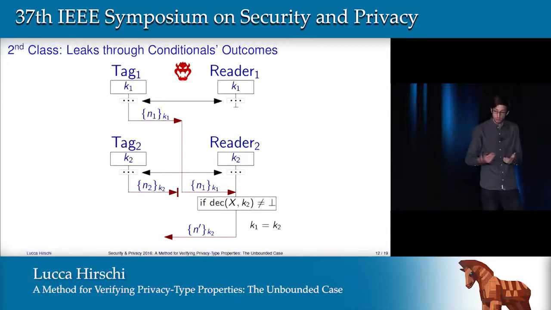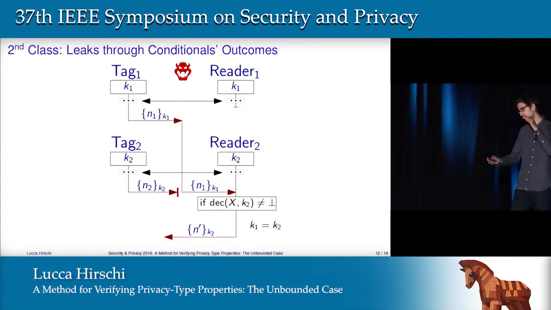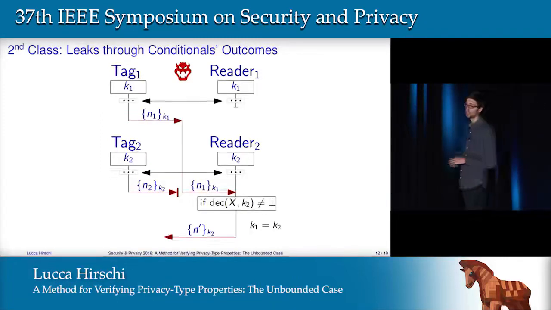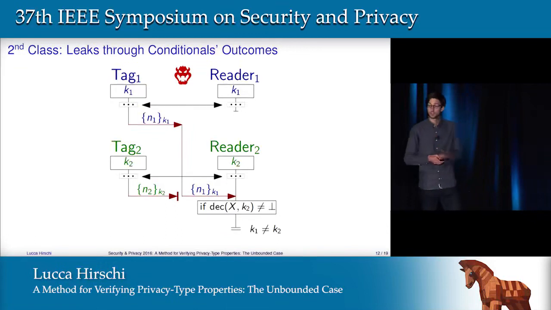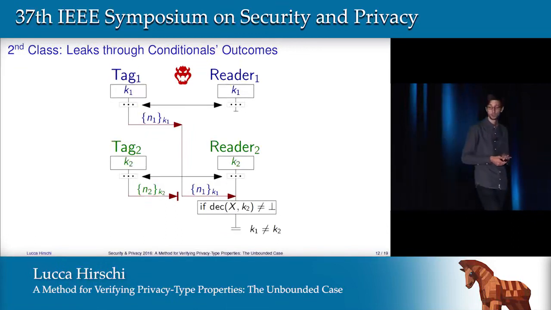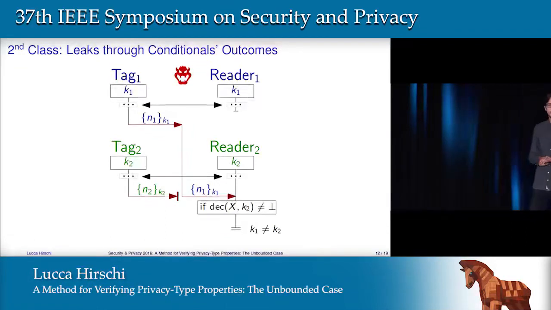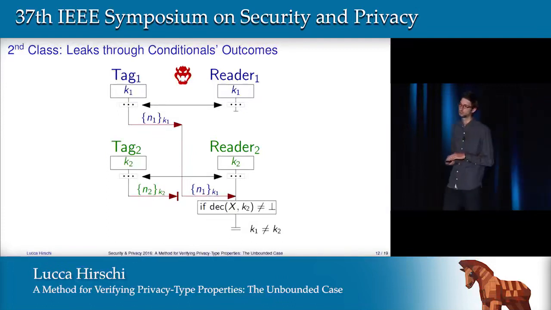this test holds, and because N1 encrypted with K1 is a ciphertext with the key K1, the reader is going to answer with this other ciphertext. And if those two sessions weren't performed by the same users, then the reader is going to abort, and the attacker can observe this.